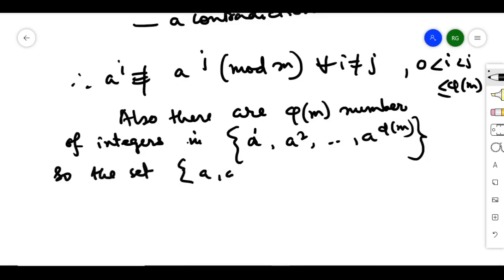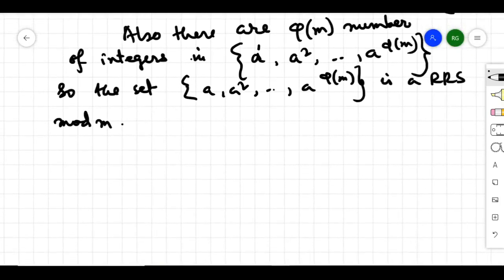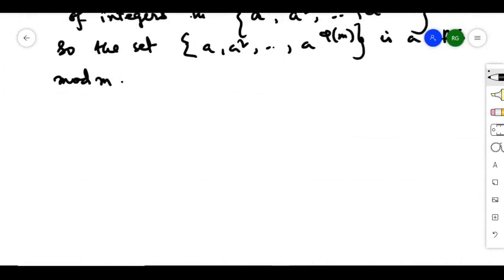So the set a, a squared up to a to the power phi m is a reduced residue system mod m, because we know that in a reduced residue system mod m there are exactly phi m integers. Now for the converse part, let us take that this set is a reduced residue system mod m and we have to show that a is a primitive root mod m.